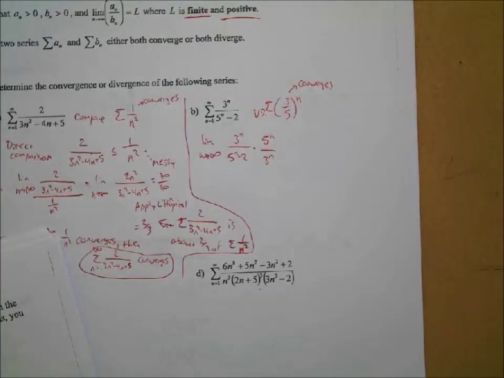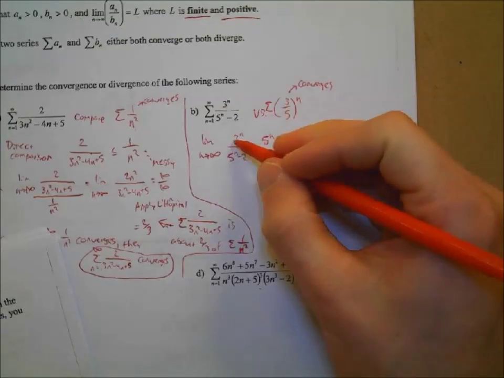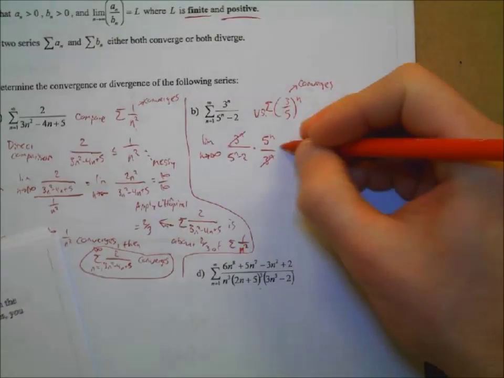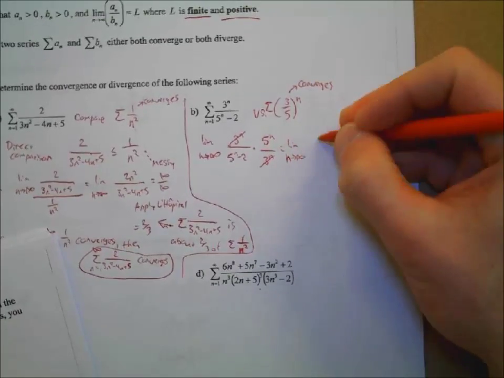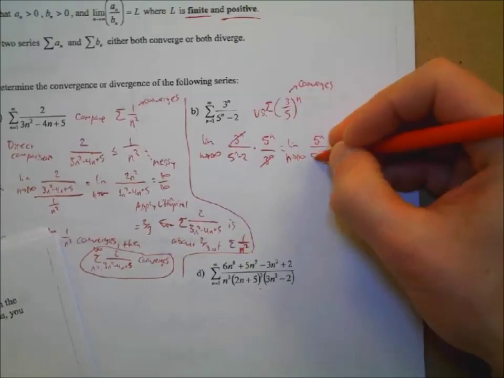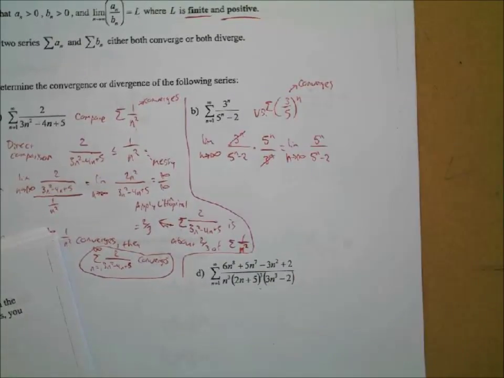Okay. So again, instead of dividing, I'm multiplying by the reciprocal there. Same idea though. What can we simplify here? The 3 to the n's will actually cancel because of simplification. So we'll have the limit as n approaches infinity of 5 to the n over 5 to the n minus 2. Okay. What will this limit be?